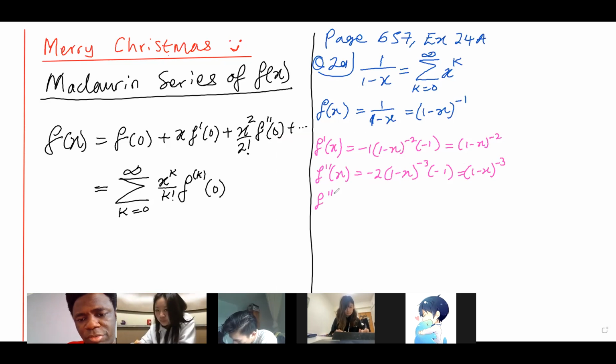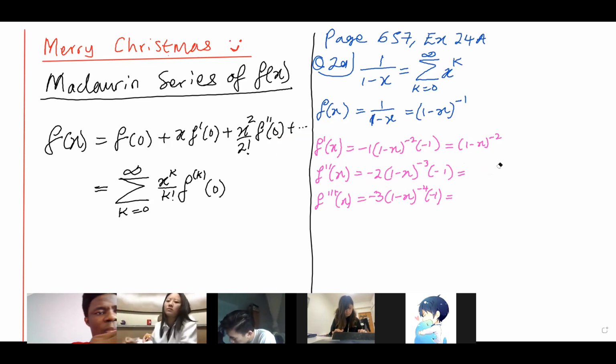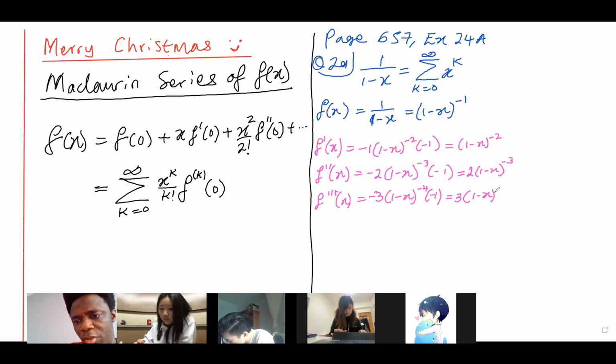Our third derivative is going to be minus 3, 1 minus x to the power minus 4, then times minus 1. Oh, I missed something here. That would be 2, right? 2, 1 minus x to the power minus 3. So this will be 3, 1 minus x to the power minus 4. And it continues like that, right?